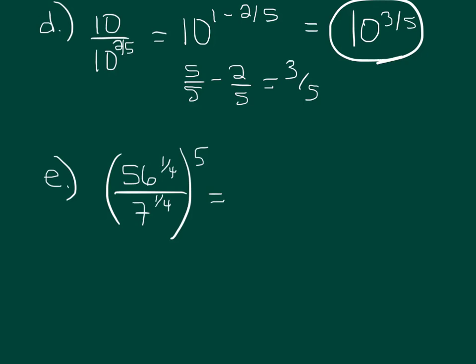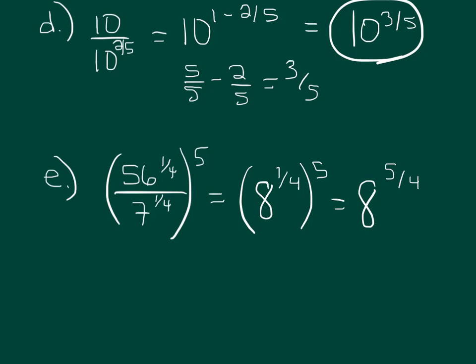For the next example, 56 to the 1/4 and 7 to the 1/4, because our powers are the same, we can actually do the division first. So 56 divided by 7 is 8. We leave that to the 1/4 power and then raise it to the 5th power. When we have a power of a power, we multiply our exponents. So our final answer, 8 to the 5/4 power.